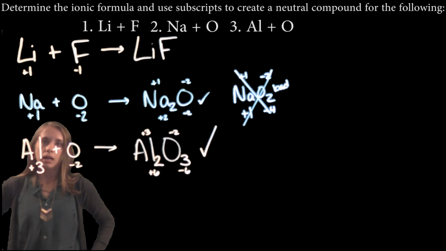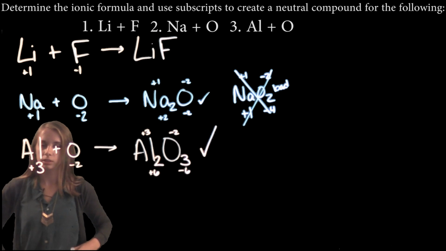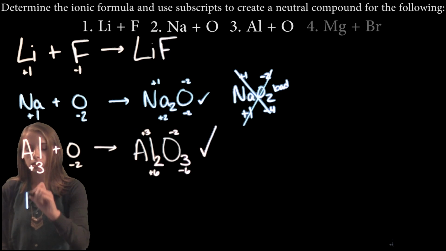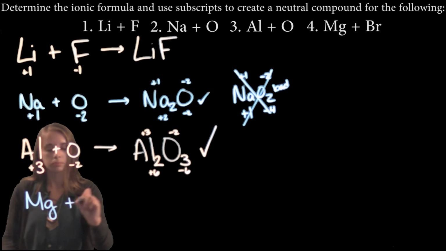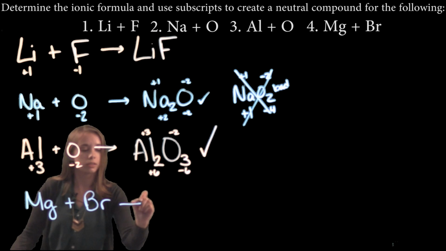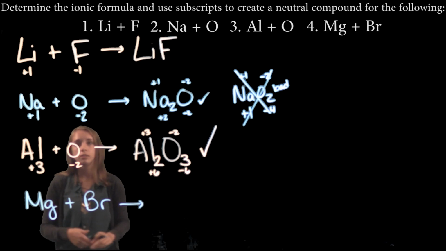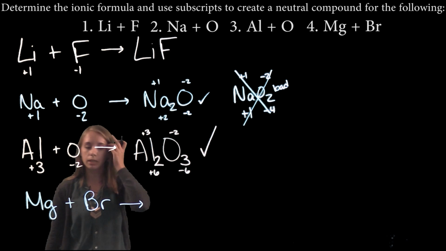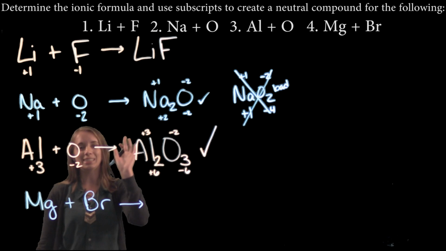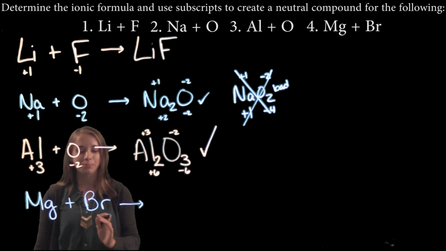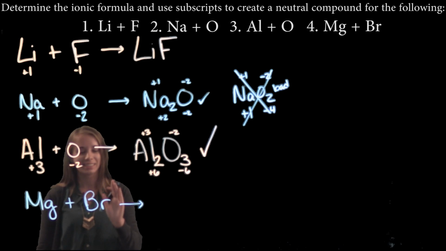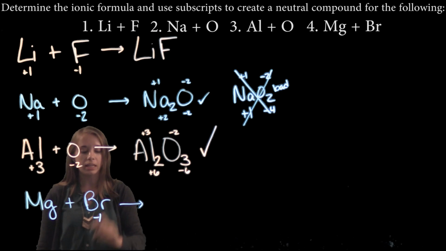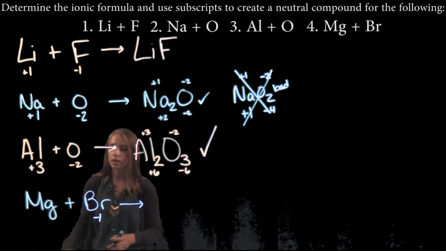Okay. And let's try one more, just to be safe. It's always good to reinforce these ideas. Magnesium and bromine. Bromine is in the same column as fluorine. All right, it's a noble gas. It's a halogen. It is not a noble gas. Bromine is a halogen, and so like fluorine, it's got this -1 that it likes to take on.